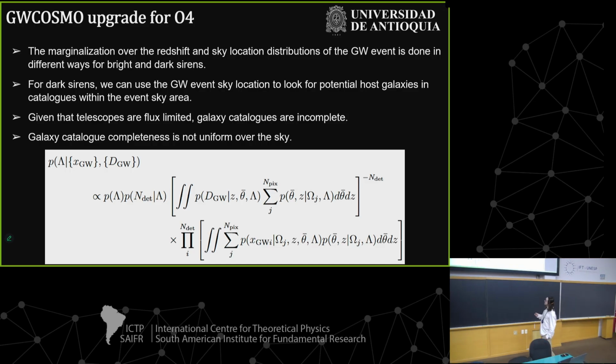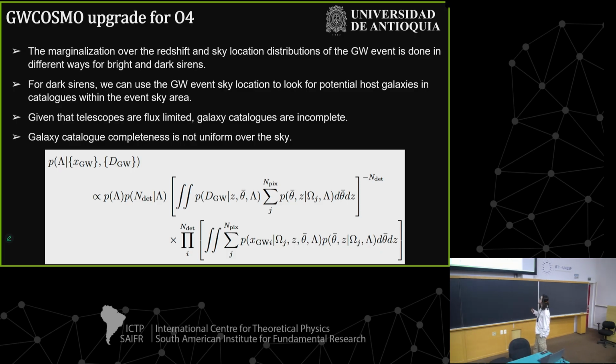So that's why the posterior can be expanded in this way, taking into account that you can sum over all the pixels that are located inside the sky localization of your gravitational wave event. So this is the denominator, and this is the numerator that I was showing previously. But here, the individual redshift of each source is shown explicitly in this expression.